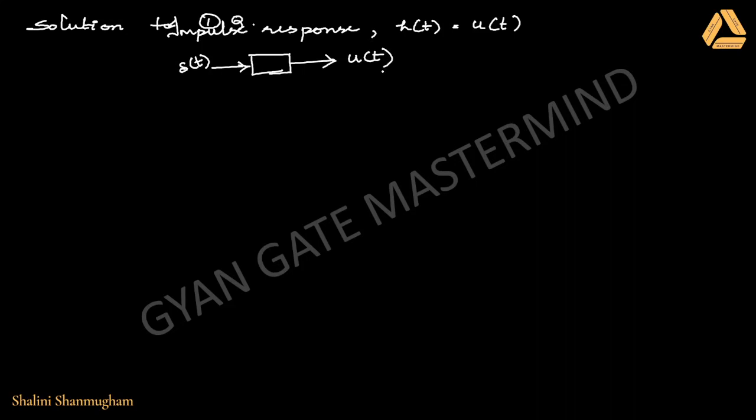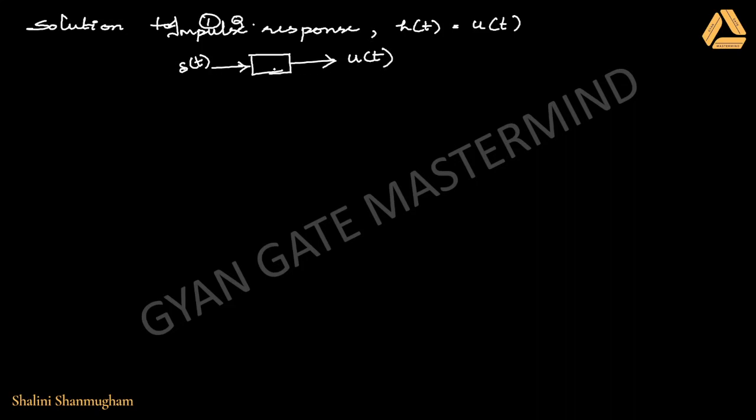impulse response of the LTI system h of t is u of t. That is, u of t is the unit step function. I'll just describe it with a block diagram. So this is the impulse response. They are feeding the system with a unit impulse function and you are getting the output as unit step function.